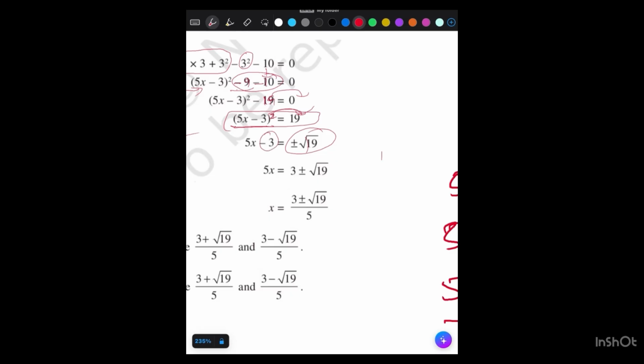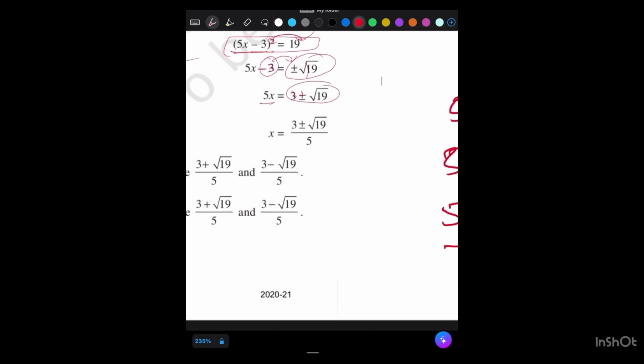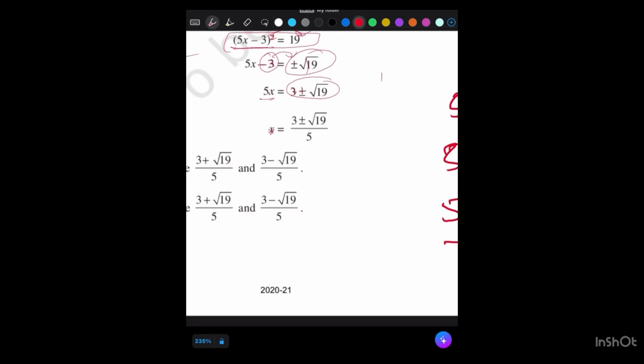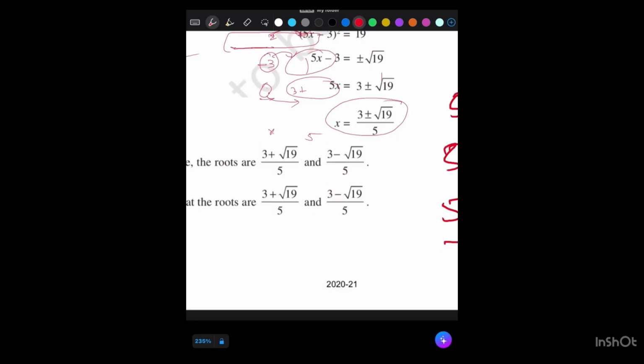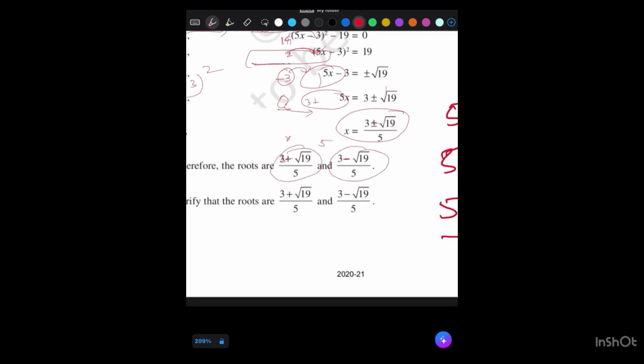Okay, then we have minus 3. Bring that 3 to the right hand side, so that 5x equal to negative 3 will become positive 3, plus or minus square root of 19, right? So x is here, both are in multiplication, so if you bring that to the opposite side, it will become divided by 5, right? So now this is the value of x. We have two values here. How? Because one is positive 3 plus square root of 19, then another is negative. So these two are the roots now.